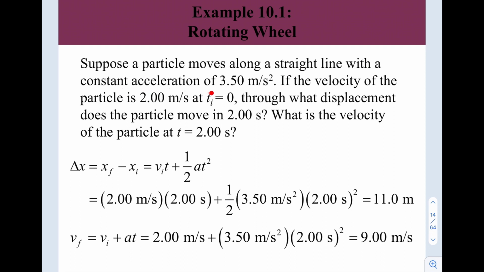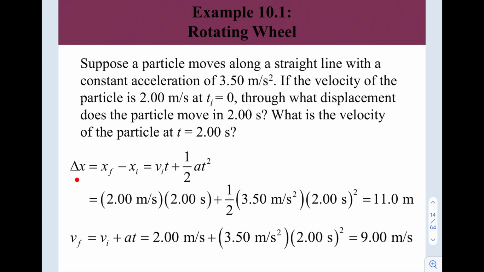Suppose a particle moves along a straight line with a constant acceleration of 3.5 meters per second squared. If the velocity of the particle is 2 meters per second at t equals 0, through what displacement does the particle move in 2 seconds? What is the velocity of the particle at t equals 2 seconds?